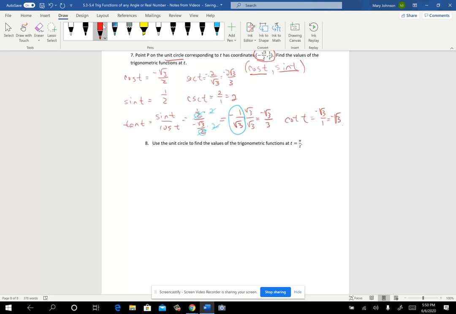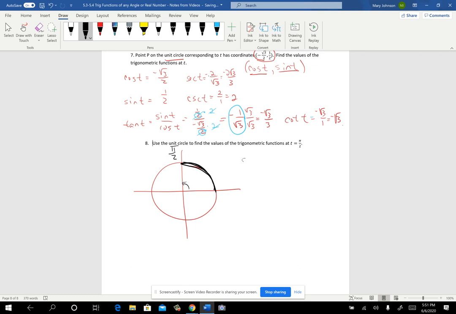Use the unit circle to find the values of the trig functions at t equals pi over 2. So what you want to do is be on the unit circle. If you're on the unit circle, t equaling pi over 2 is the length of this arc right here. Because it's a unit circle, it's equal to the measure of that angle. You can think about it either way that you're more comfortable with.